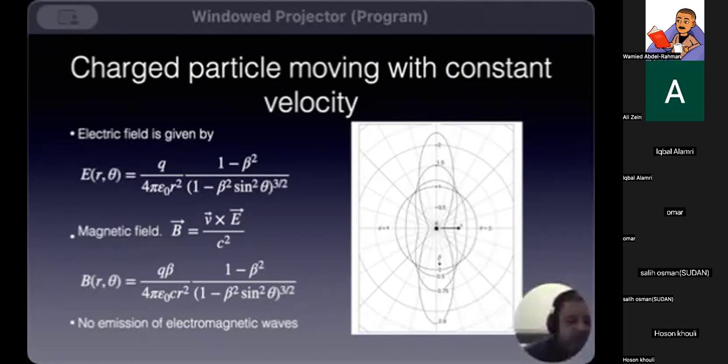X-rays or electromagnetic waves. What happens with velocity is that the magnitude of the electric field will start to change, start to differ, and it will also produce a magnetic field that is perpendicular to the electric field.